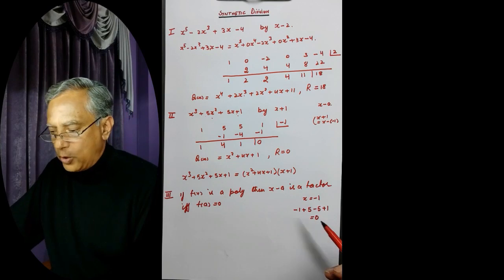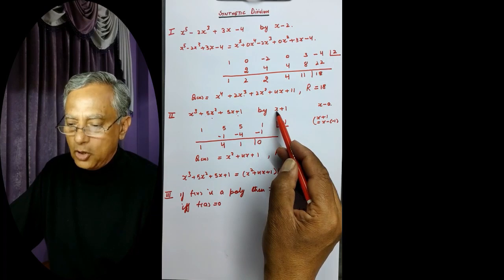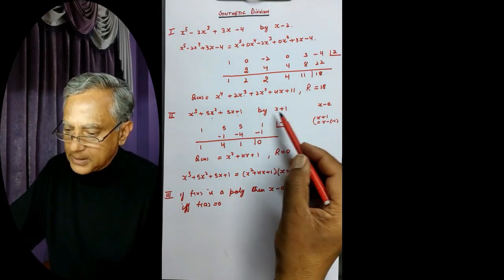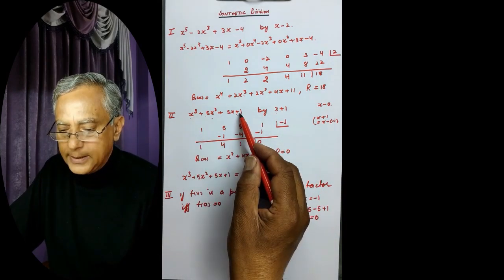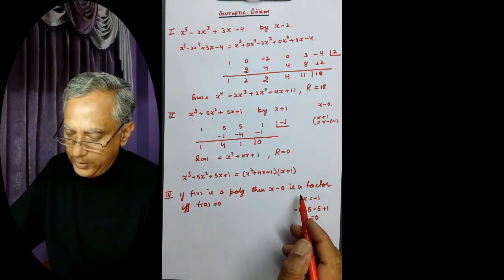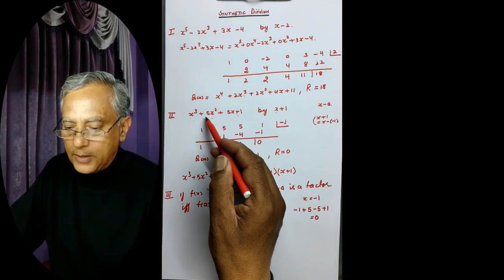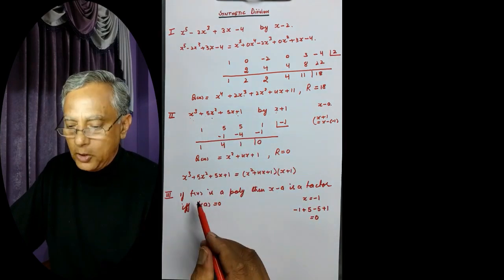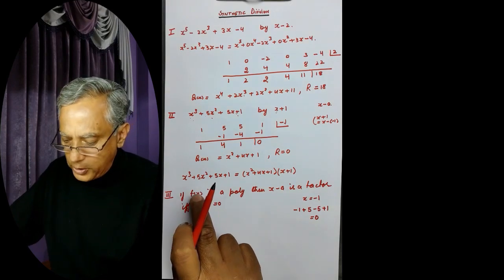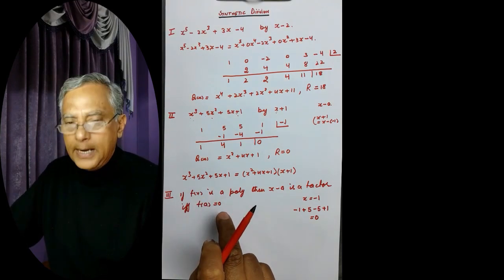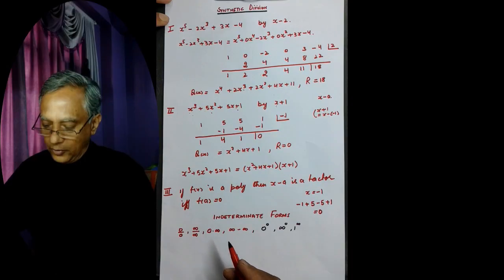So we know beforehand that this will be a factor of this polynomial. Because on putting x plus 1 equal to 0, we get x equal to minus 1, and putting minus 1 in place of x, we get 0. f of a is 0. So we know x plus 1 will be a factor of this polynomial. This theorem is known as the factor theorem. If you put x equal to a in a polynomial and the result is 0, then x minus a will be a factor.